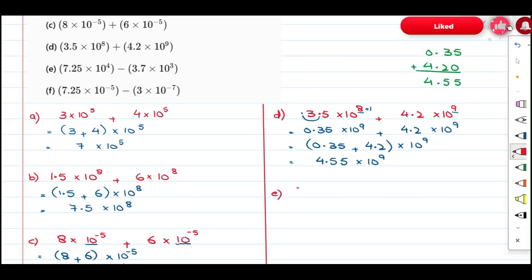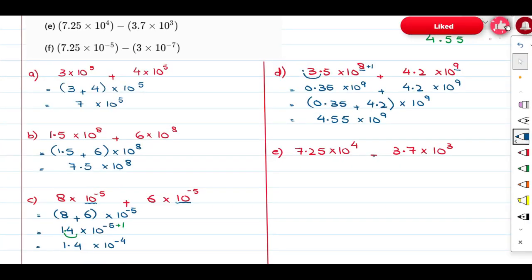Now let me practice part E, which is 7.25 multiply 10 to the power 4 minus 3.7 multiply 10 to the power 3. Right, now in part E, we have to subtract. Here the power is 4 and here the power is 3. You can make both the powers 3 or both the powers 4. This is up to you, right? So if I make this power 4 as 3, we have to subtract 1, and when we are subtracting 1 we have to move the decimal point 1 unit to the right.